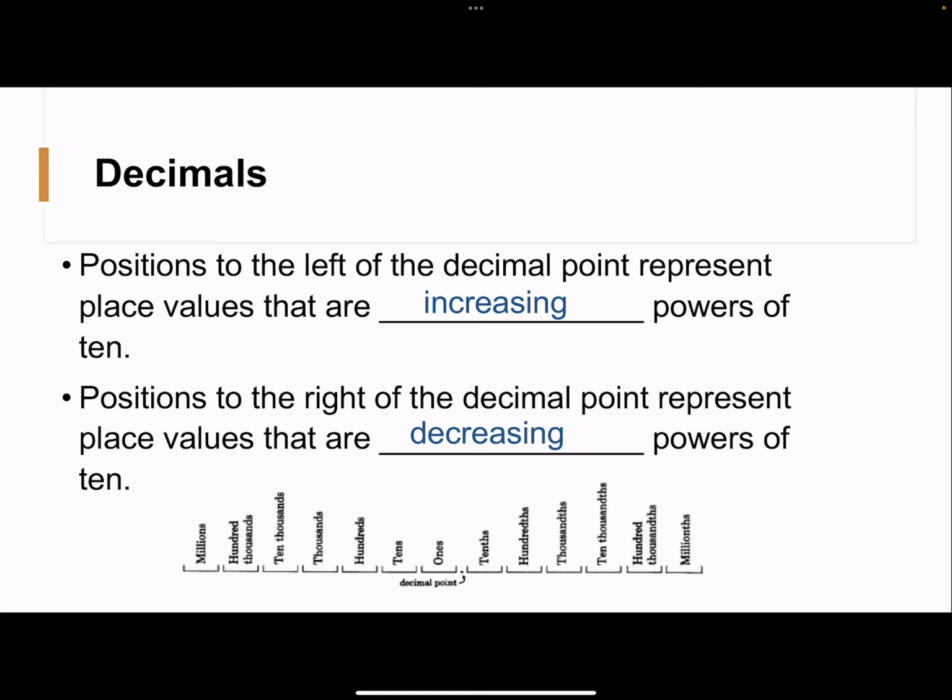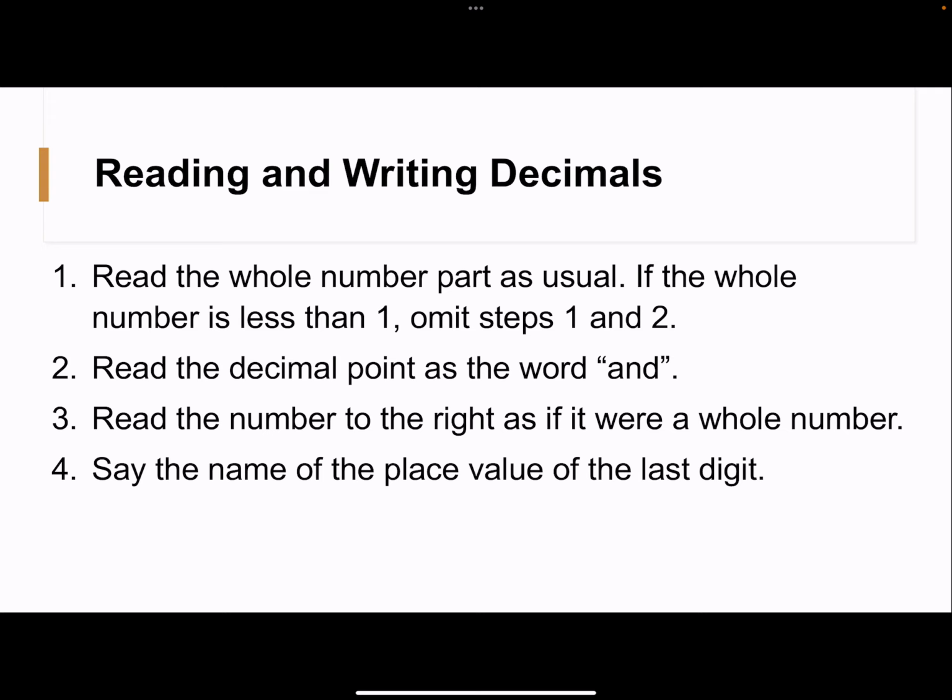Let's talk about how we read and write decimals. Now, if our number is less than 1, we're going to skip these first two steps. So if there's no number in front of your decimal point, we will not need to do this. But if there is, you're going to read the left part of the decimal. You read that whole number part as usual. When you get to the decimal point, you read that as "and," or write it. And then you're going to read the number to the right just as if it were a whole number until you get to the last digit. Then you're going to say the place value of that last digit.